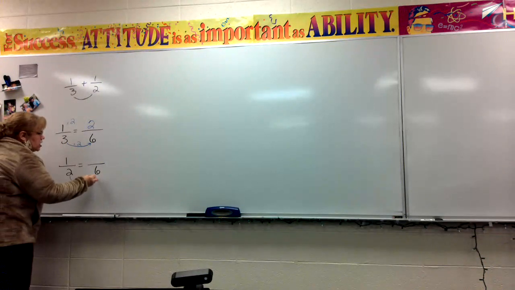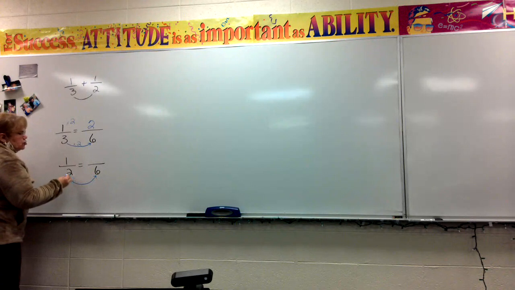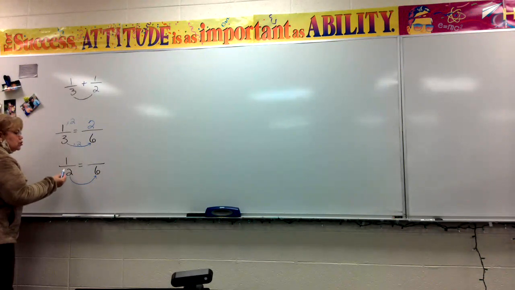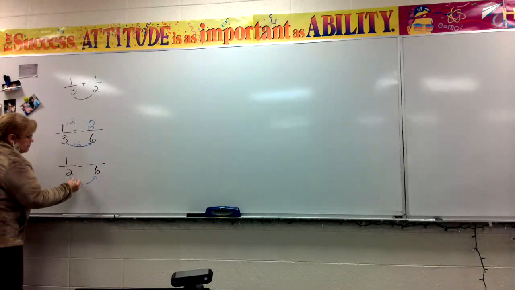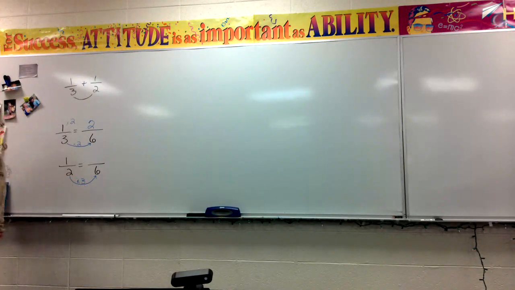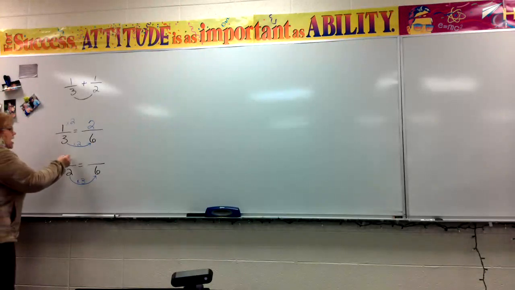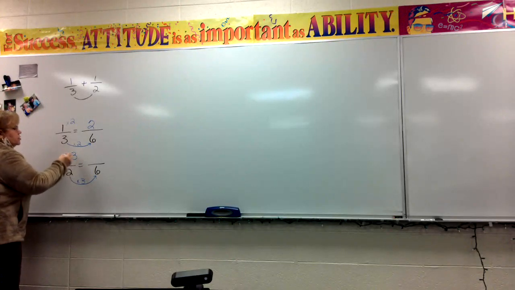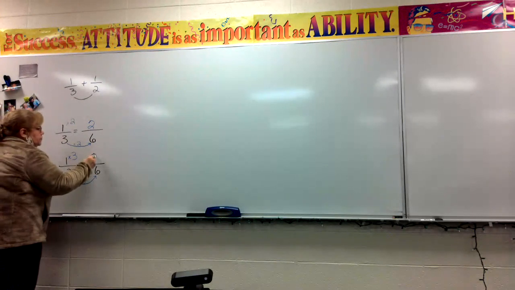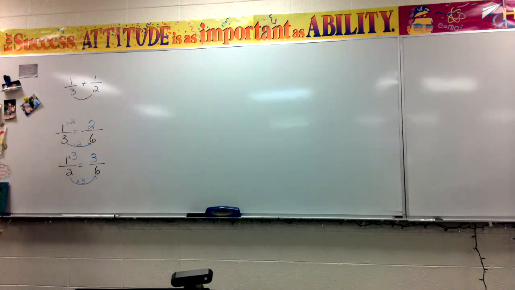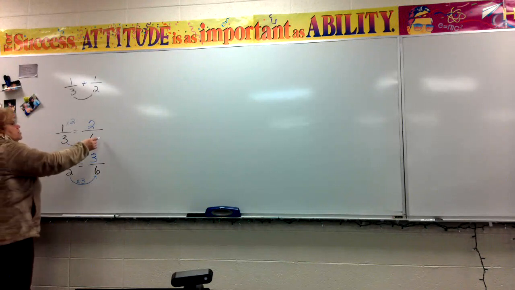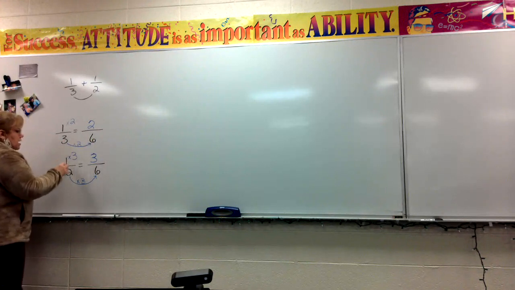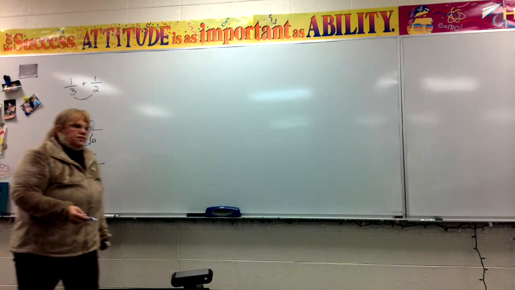Same thing on this bottom fraction. You have to ask, what did I multiply 2 by to get 6? 2 times what is 6? Times 3. So on top, what is 1 times 3? So those are our equivalent fractions, right? 1/3 is equivalent to 2/6, and 1/2 is equivalent to 3/6.